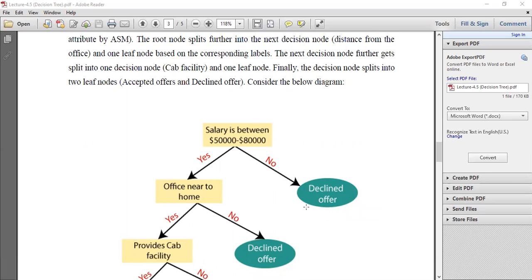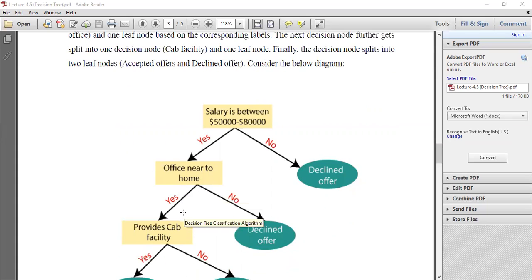If no, then decline the offer. If yes, then again split the node. The next node gets split into one decision node. Is there a cab facility or not? If no, then decline the offer. If yes, cab facility is available, then accept.